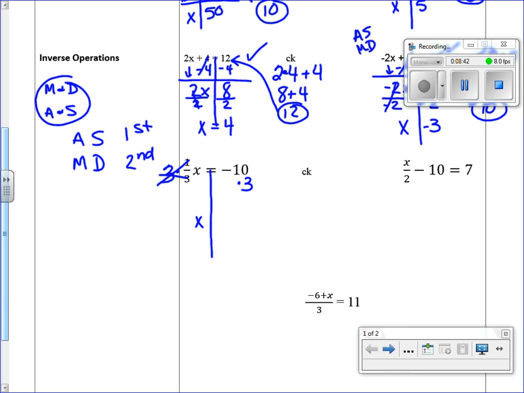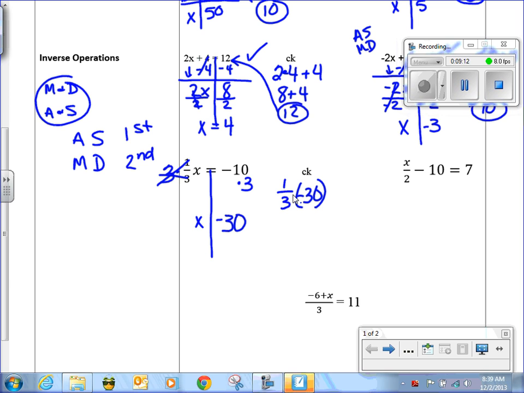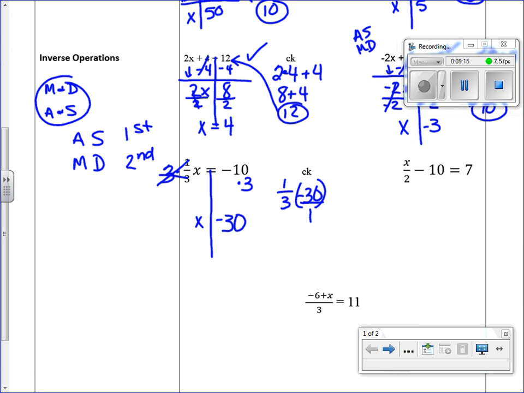All that's left on this side is x. Negative 10 times 3 is negative 30. So now I have, check it, 1/3 times negative 30 equals, see if it equals negative 10. That's what we need to see if it does. So I'm going to say 1 over 3. I'm going to put that 30 over the 1, and I'll have negative 30 over 3. Divide that, and I get negative 10. That negative 10 equals that negative 10.